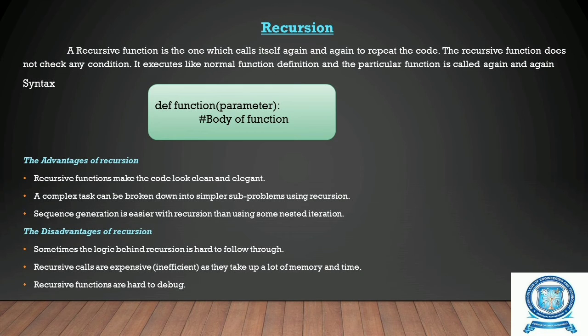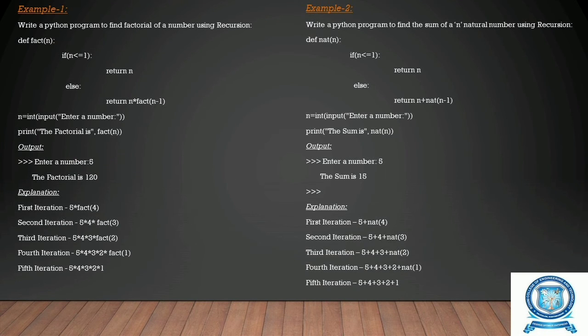The disadvantages of recursion are that sometimes the logic behind the recursion is hard to follow. Since it is called again and again, the logic will be somewhat tough to take over. Recursive calls are expensive, that is inefficient, as they take up a lot of memory and time. Recursive functions are also hard to debug. So these are the examples of recursion.